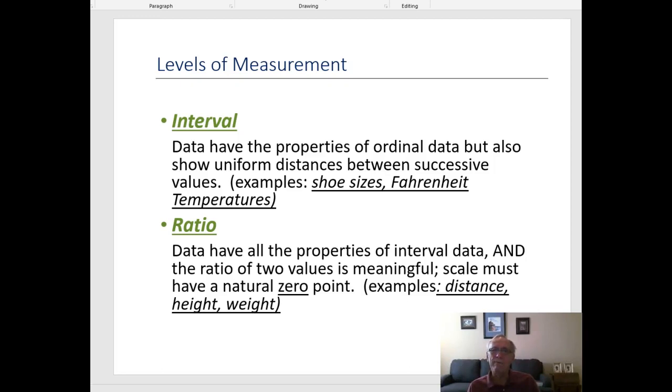Data all have properties of the interval data, and the ratio of two values is meaningful. Must have a 0 point. How far is it from the middle? What's the height? What's the weight?